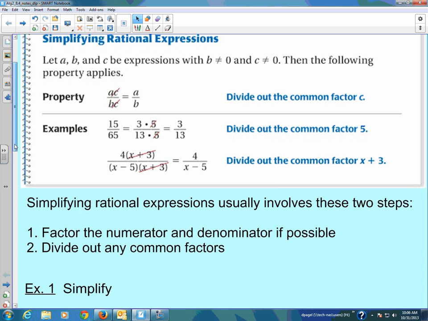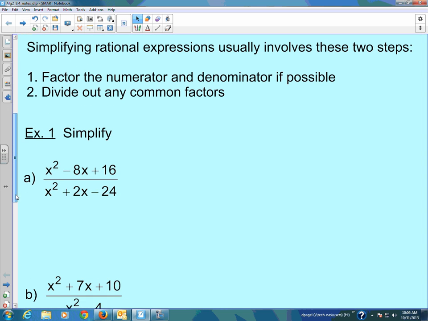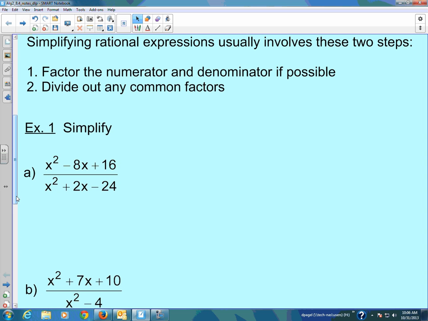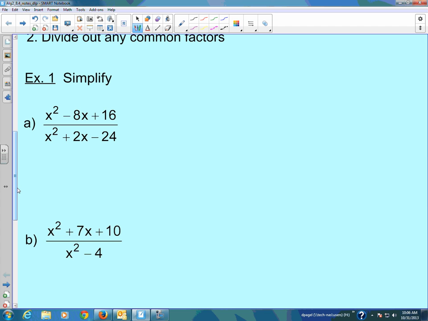So let's try some of this. Factoring both and then dividing out the common factors is what we're doing. So we're not solving, we're just simplifying, changing the way that it looks. So I hope that this is review for most of us.